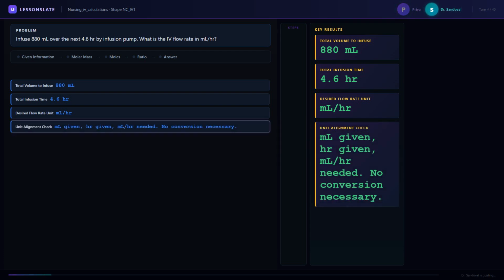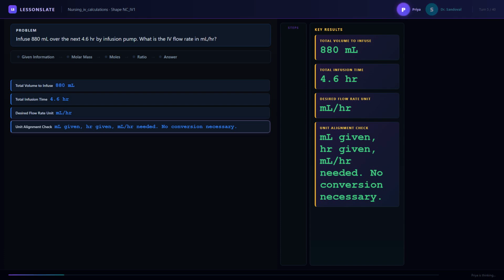That's a very important question to ask, Priya. You've correctly noted that the problem gives us volume in milliliters and time in hours. And the desired flow rate is also in milliliters per hour. So you're absolutely right, no unit conversions are needed in this specific case. The units are perfectly aligned.